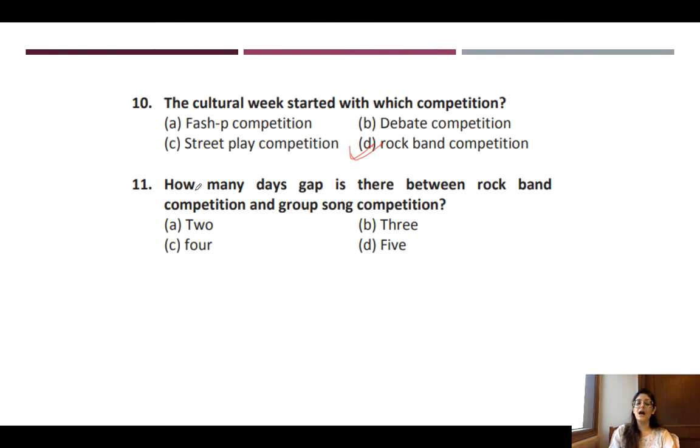Next is, how many days gap is there between rock band competition and group song? So rock band हम देख सकते हैं कौन से दिन पे है, it's on the first day, Wednesday, and group song कौन से दिन पे है, the group song is happening on Tuesday. So in between we have Thursday, Friday, Saturday, Sunday, Monday. So we have 5 days in between. So the correct option is option D. Okay.